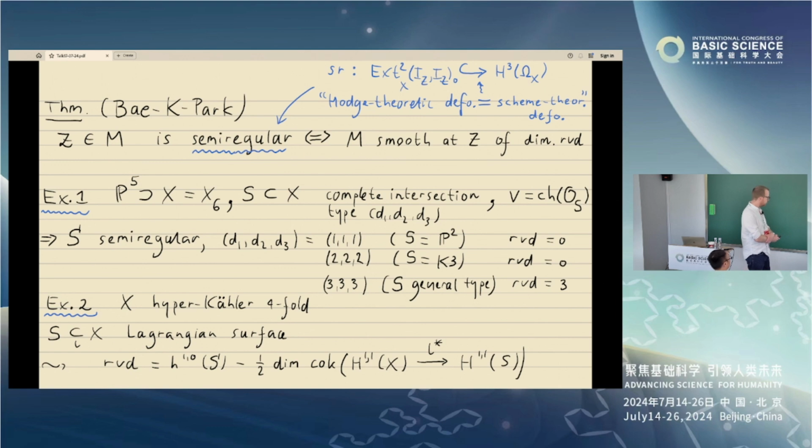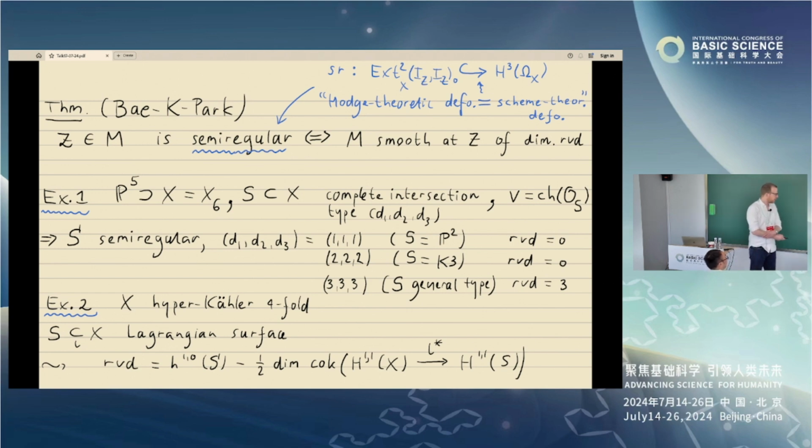So let me mention some examples. If you start with the sextic and any complete intersection surface in there, and V is the Chern character of your surface, let the type be D1, D2, D3, then it turns out your surface is always semi-regular. And in this way you can produce Fano surfaces, K3 surfaces, general type surfaces. And also the virtual dimension is 0. So in this general type case here it's 3.